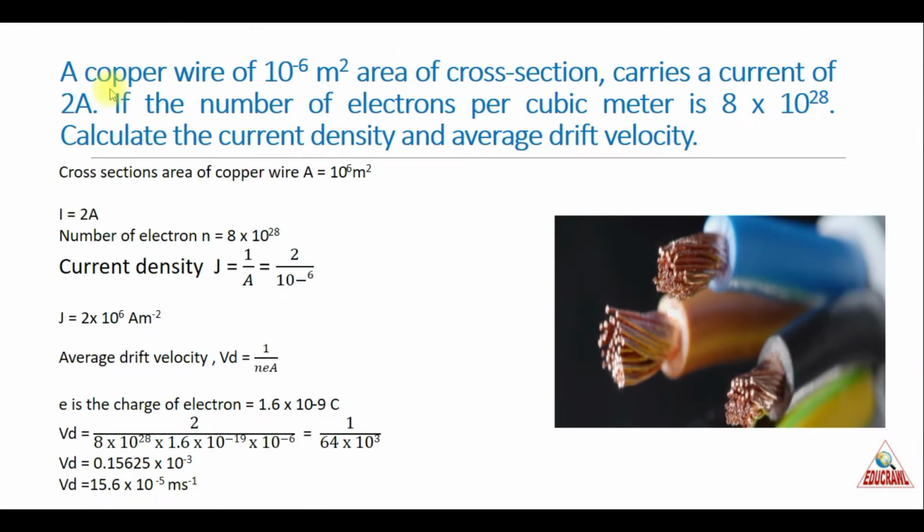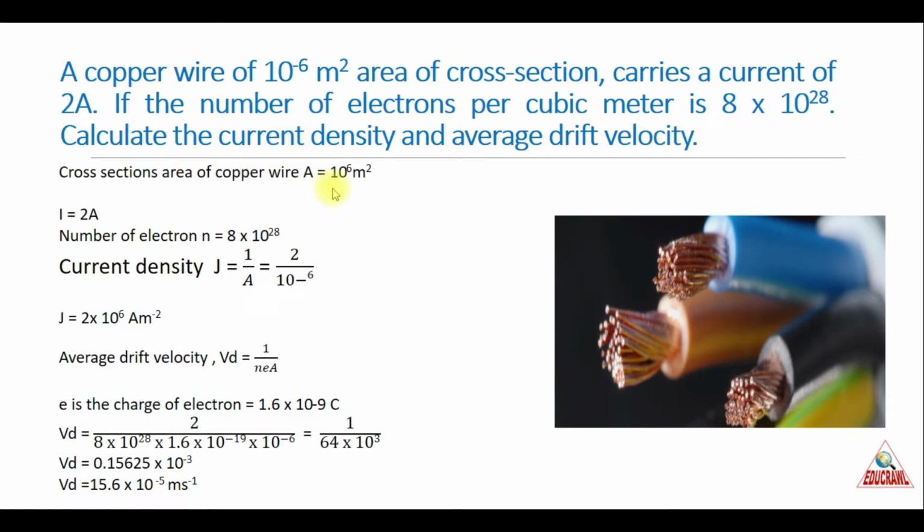The next problem. A copper wire of 10 power minus 6 meter square area of cross section carries a current of 2 ampere. If the number of electrons per cubic meter is 8 into 10 power 28, calculate the current density and average drift velocity. This is again an easy problem.